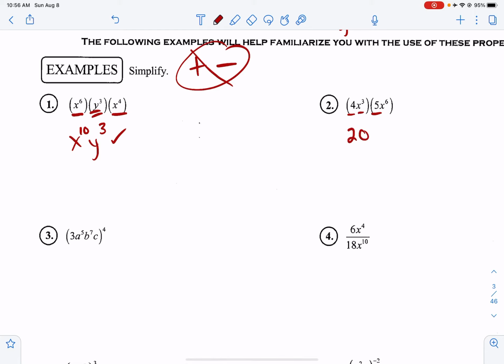Now I've got an x cubed and an x to the 6th. Since they both have an x on the bottom, that becomes x to the 9th power. I just add the 3 and the 6 together. So my answer becomes 20x to the 9th.